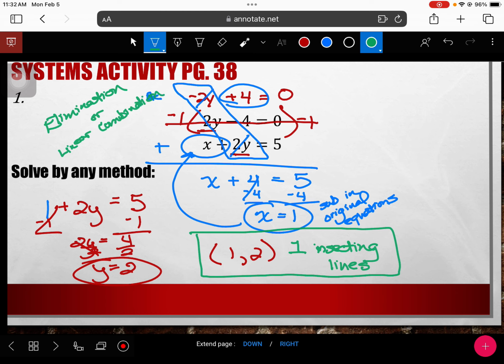And did you happen to get the same values? Yeah. So you can still also use substitution. All of these work. It's just a matter of what you think looks easiest to do.